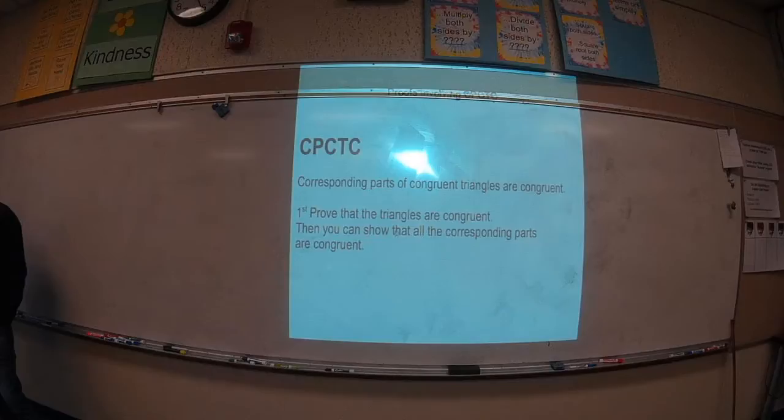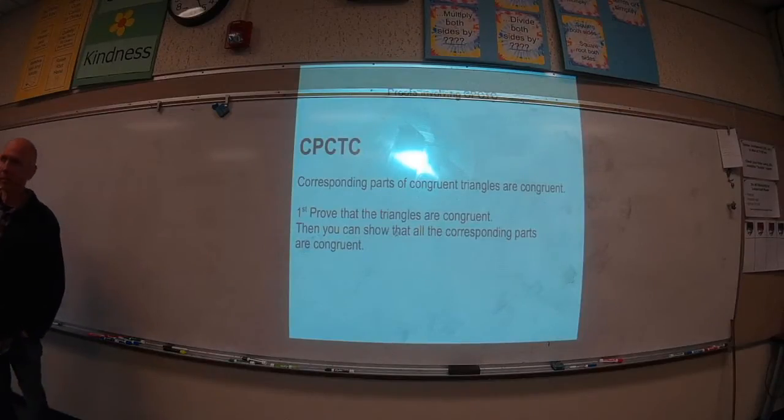Did I use Gordon as my example? Let's say that Gordon and I are identical. We have proven that we are identical. Are our right hands identical? Yep. Our eyes are identical? And that's what it's saying.